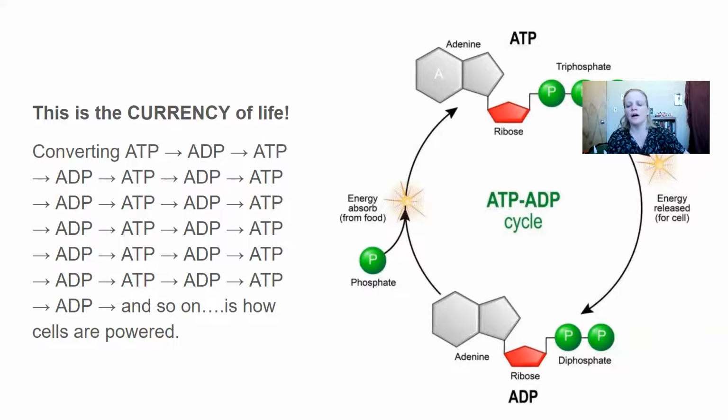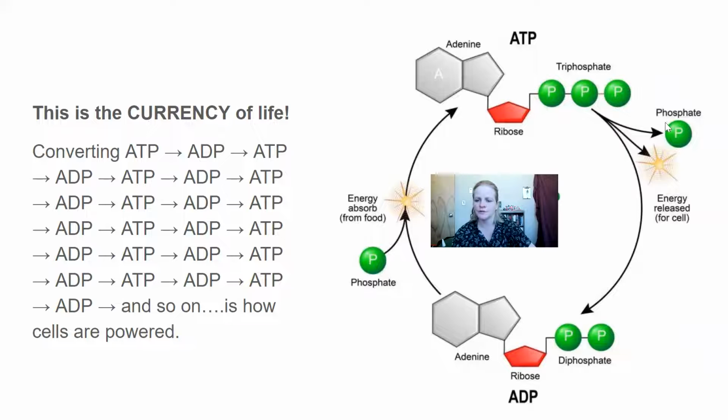So all the time, we are cycling through ADP and ATP, creating it, breaking it, creating it, breaking it. Because this is how the energy works: when we pop off one of those phosphate groups, energy is released, and then we can take that adenosine diphosphate and add a phosphate group to it by tacking on another phosphate group using the energy that we get from our food, and that turns it back into ATP.